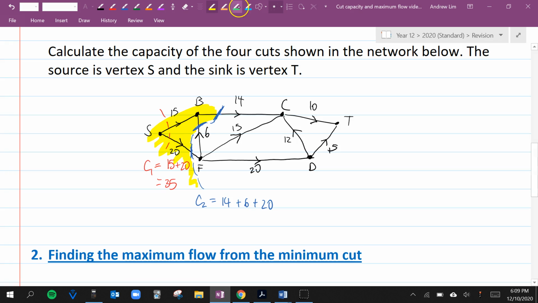You can see here that the start of this edge is here. Hey, that's highlighted. Good. We add the 14. We can see that it cuts this edge and the start of this edge is here. Yes, that's highlighted. So yes, we add that 20. But if we notice, the start of this edge is over here. That's the start because of the arrow. The start of that edge is not highlighted in yellow, so we do not include that 6. That means the cut capacity of that is only 34.